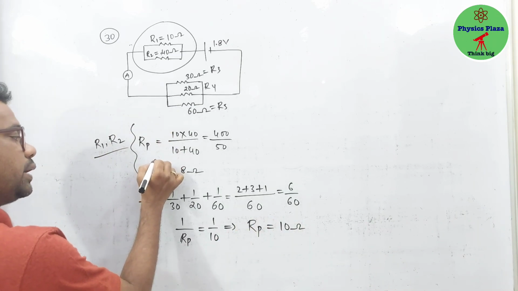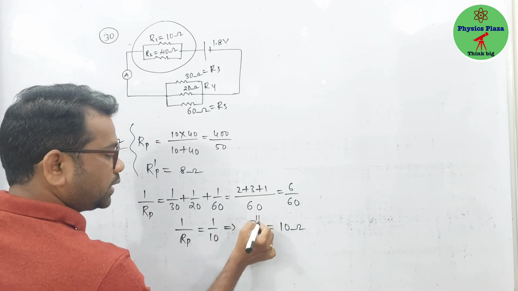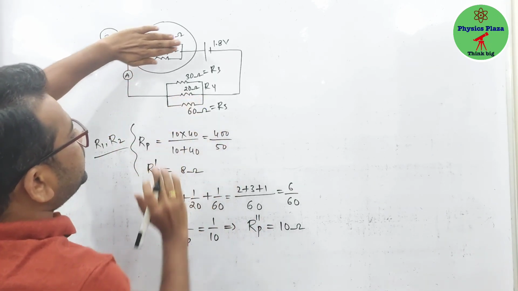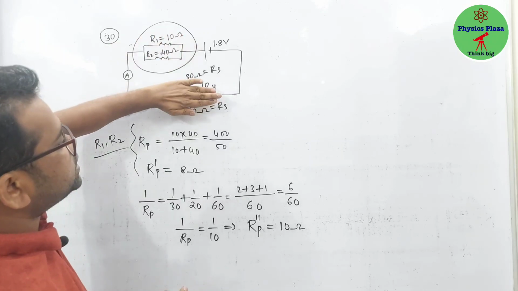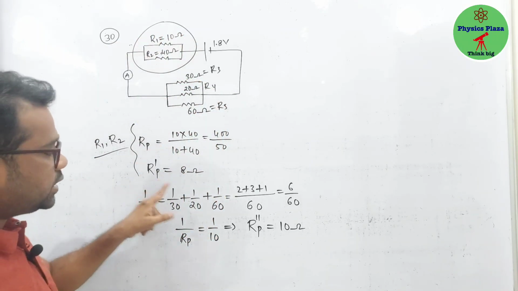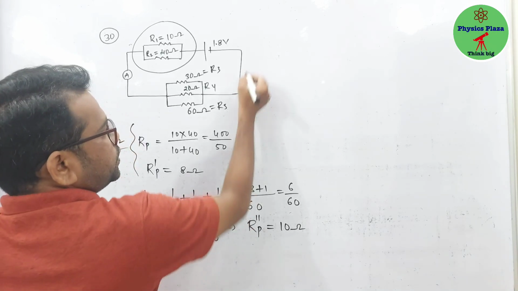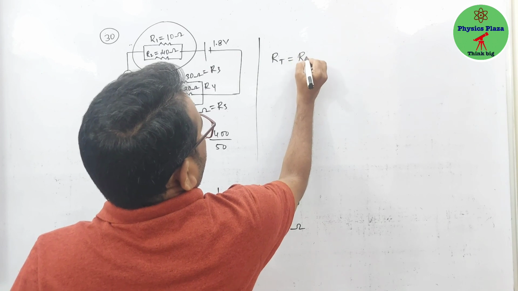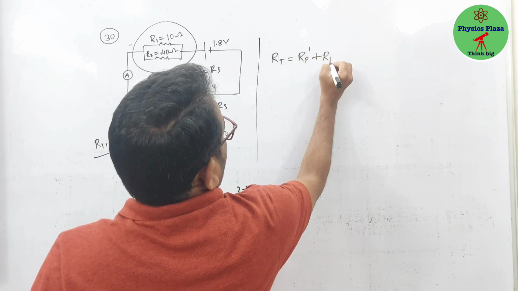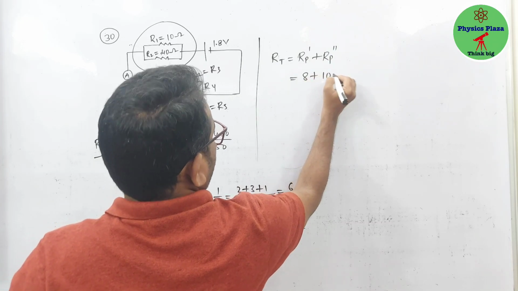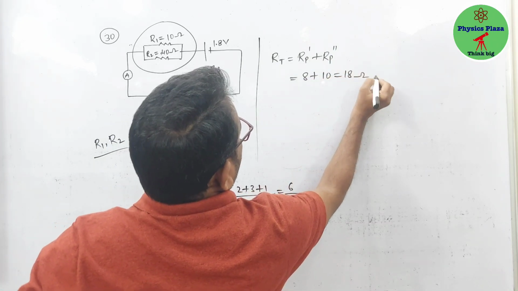Let us call this Rp dash, and this Rp double dash. Now this Rp dash and Rp double dash you can treat as one resistor each. So now this is a single path for current, which means Rp dash and Rp double dash both are in series. So the total resistance will be Rp dash plus Rp double dash. So it will be 8 plus 10, it is going to be 18 ohm.